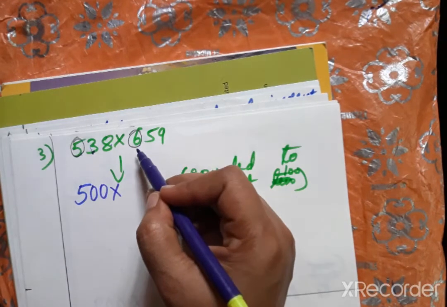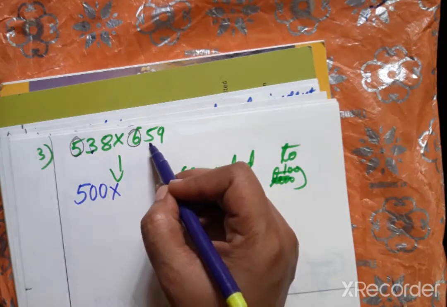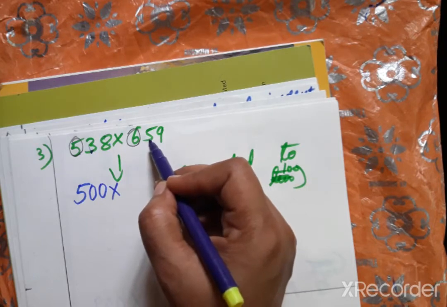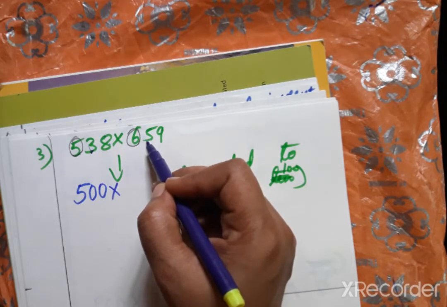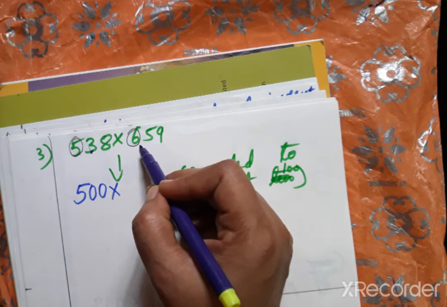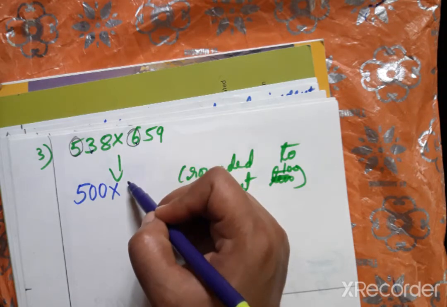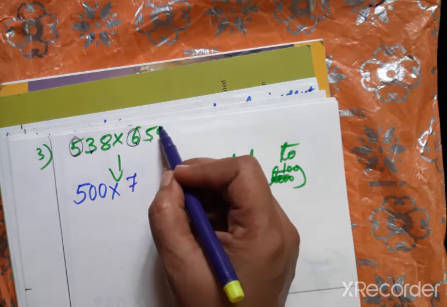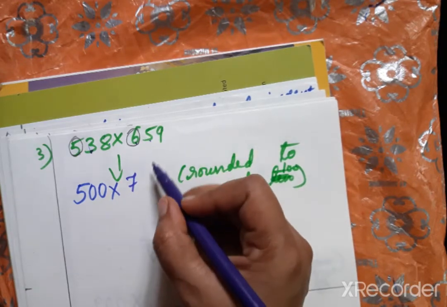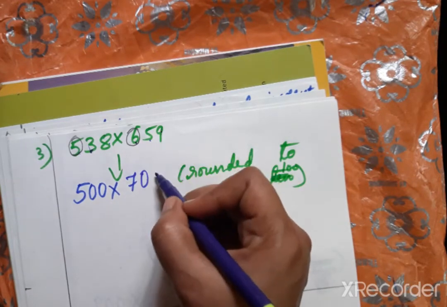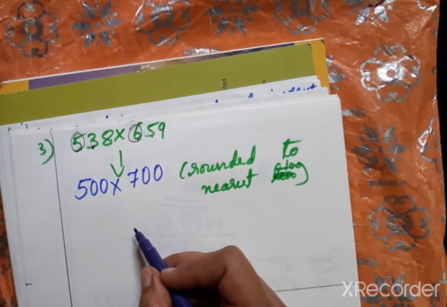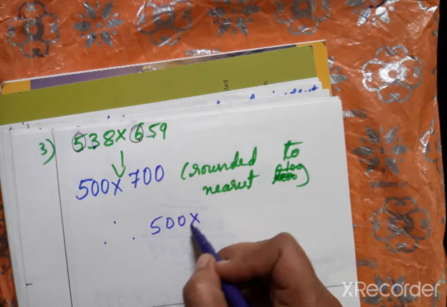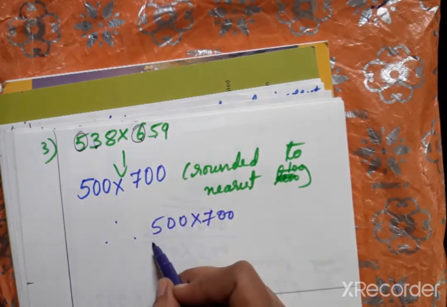And 6 we have to round off. Check the next number. Knock on the next door and ask, do you have 5 rupees or greater than 5? So our best friend has 5 rupees. He will help 6, and now 6 will become 7 because of his friend's help. And once the door is knocked, these people become poor. So 5 is now 0, and 9 also becomes 0. Therefore 500 and 700.